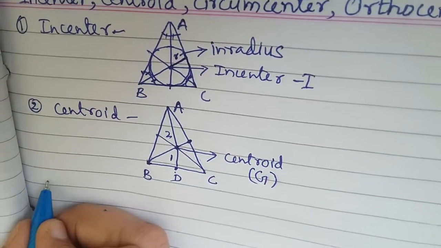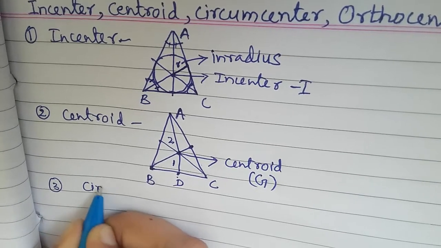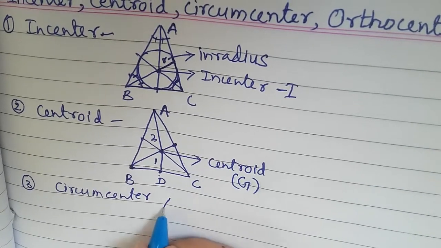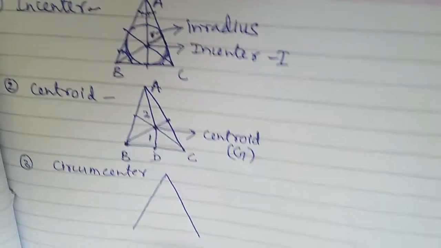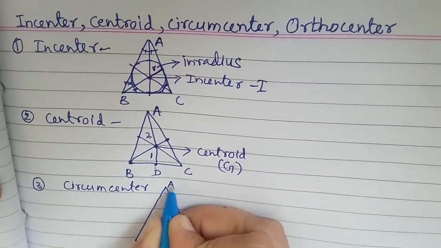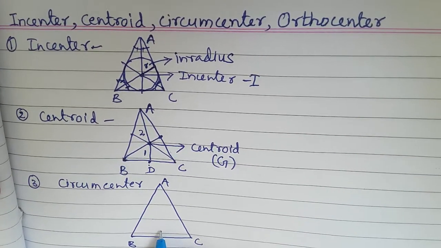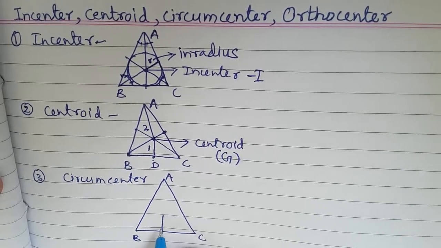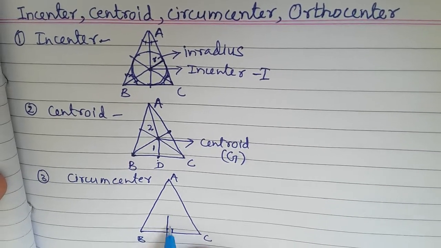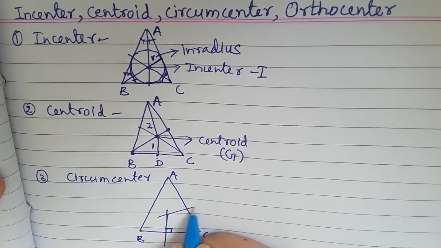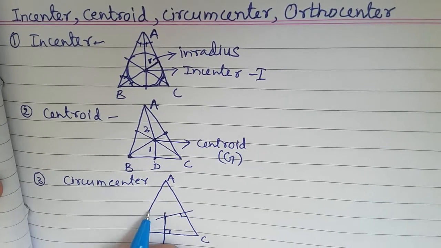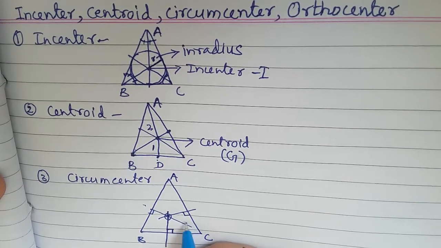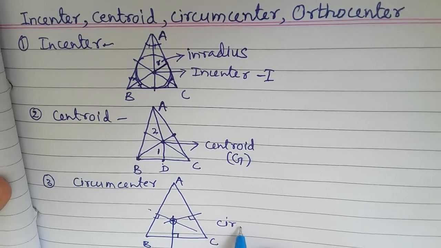Now come to another center. This is the circumcenter. What is circumcenter? Circumcenter of a triangle is the point where perpendicular bisectors meet. This is our triangle ABC. If we draw a perpendicular bisector on BC, perpendicular bisector means it divides BC into two equal parts and the line is perpendicular to BC. This is a perpendicular bisector, another perpendicular bisector is this one on AC and the third one on AB. The point where these perpendicular bisectors meet is called the circumcenter.